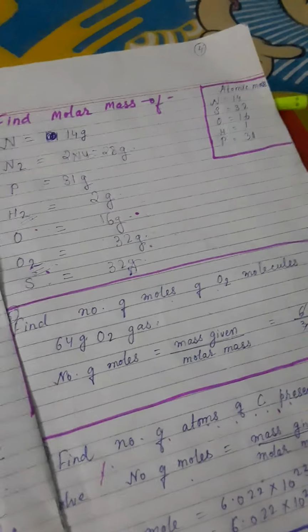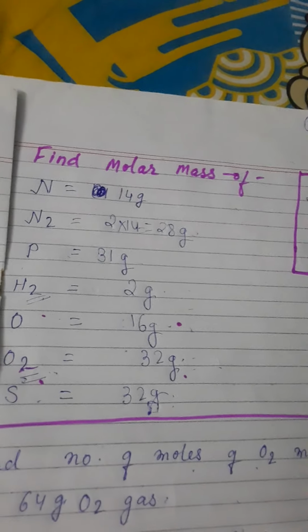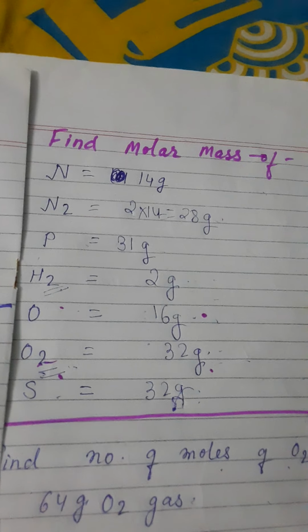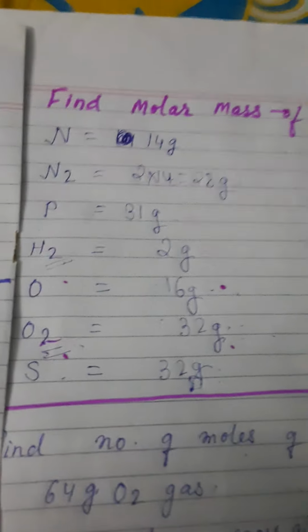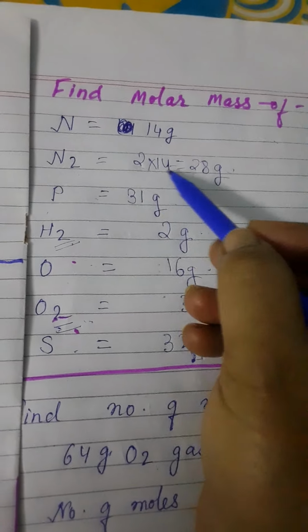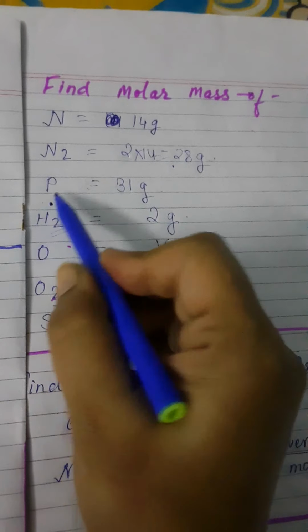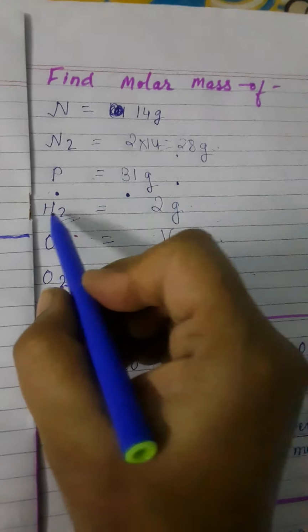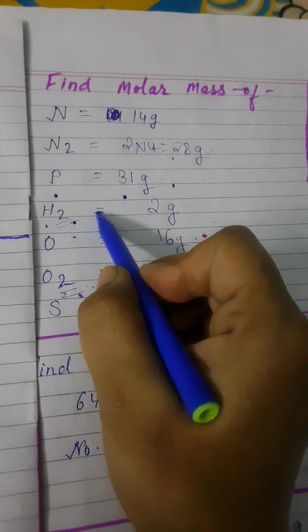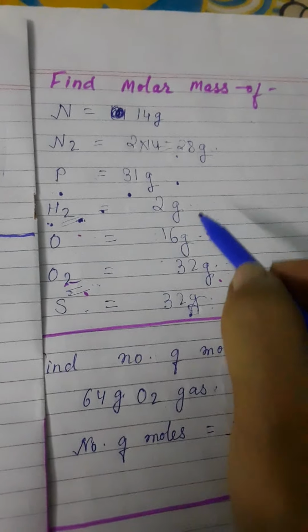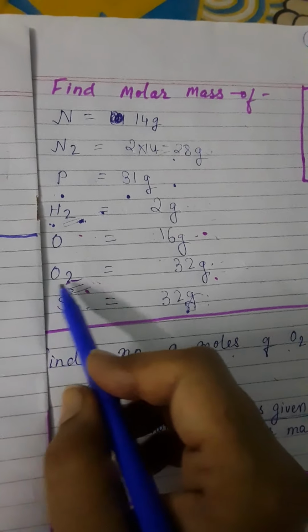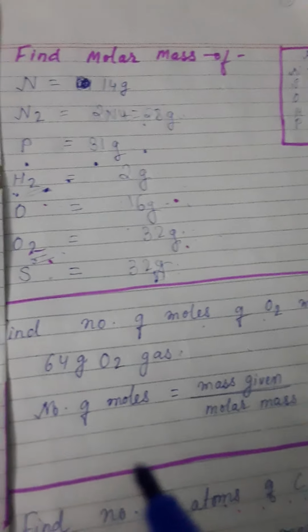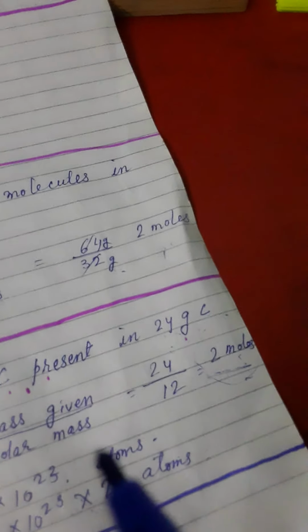I have given so many examples. See, find the molar mass of nitrogen. We all know nitrogen's atomic mass is 14. The nitrogen molecule N2 has 2 atoms, so 2 into 14. Phosphorus, 1 atom, the molar mass of phosphorus is 31 gram. Hydrogen molecule, hydrogen 1, 2 atoms are there, so 2. Oxygen 16, 2 atoms of oxygen, 32. Sulfur 32. In this way we can find out the molar mass.